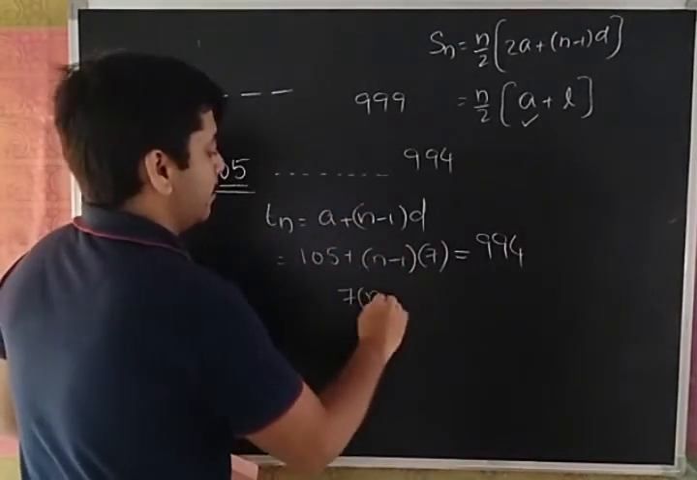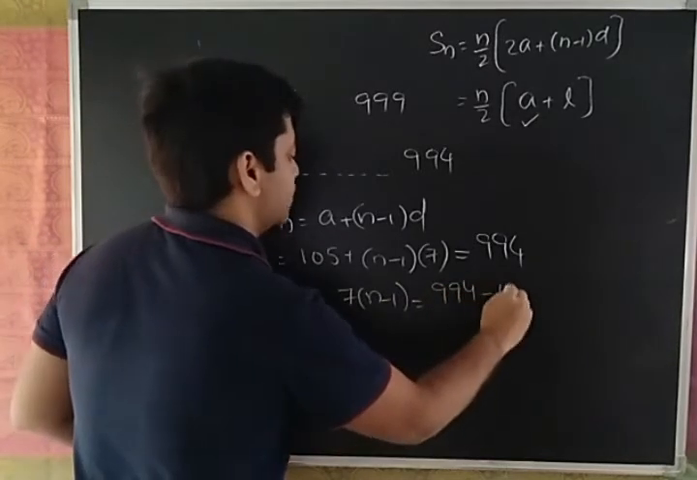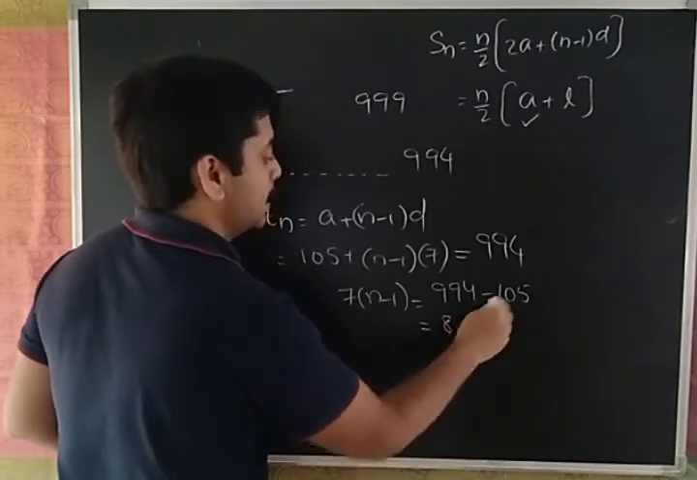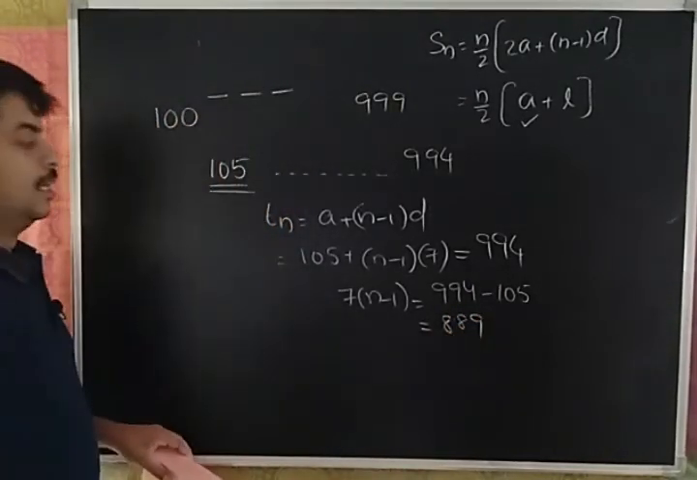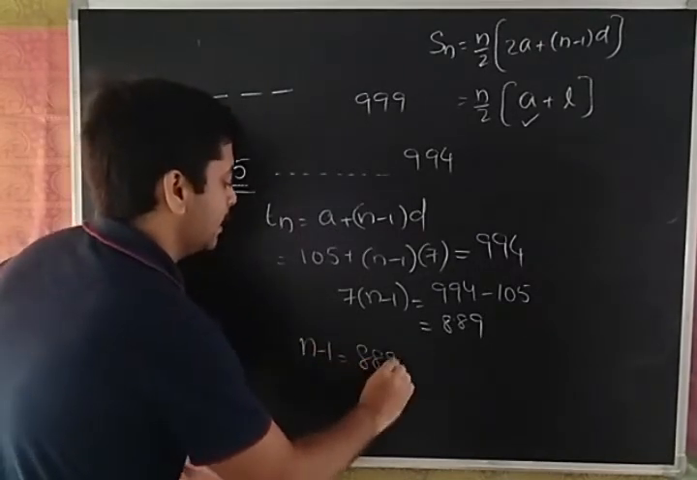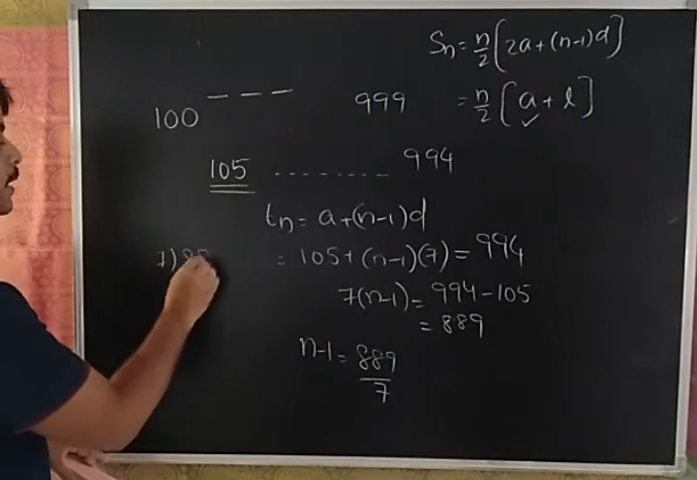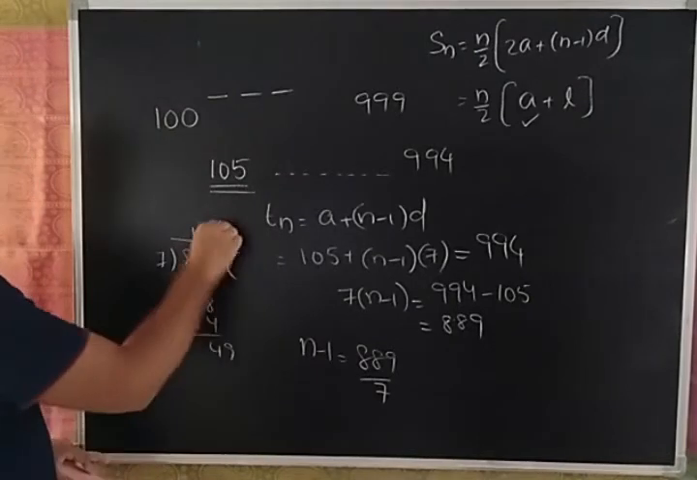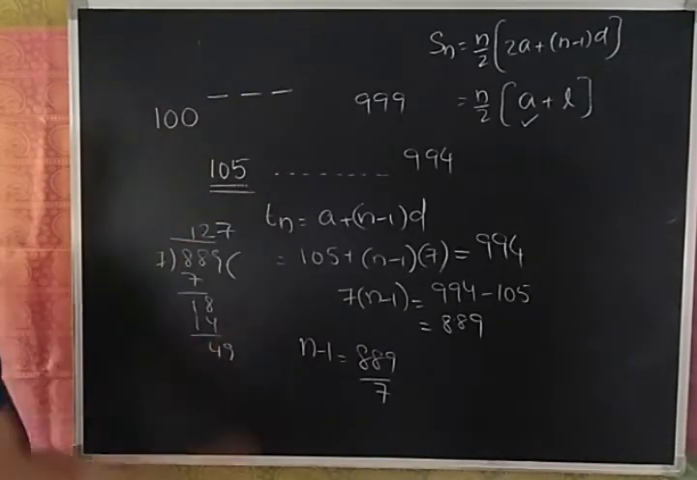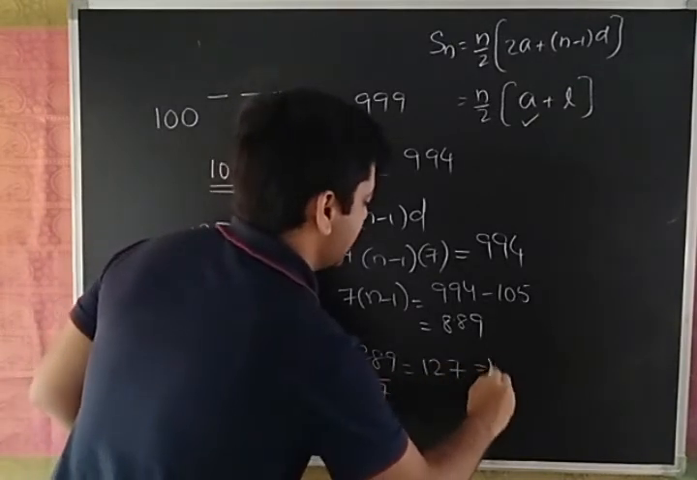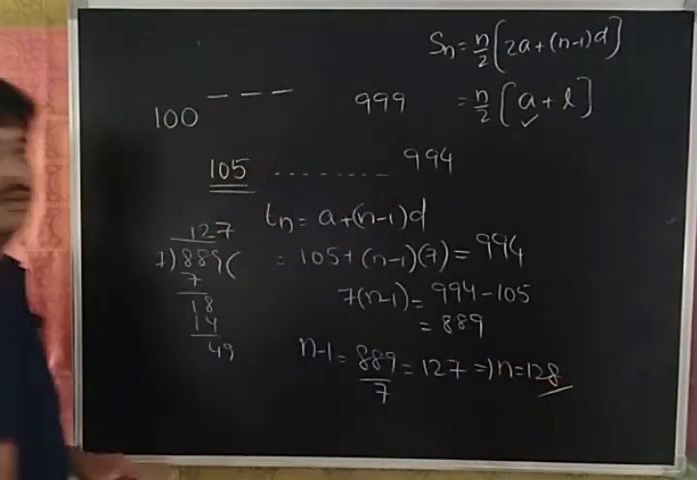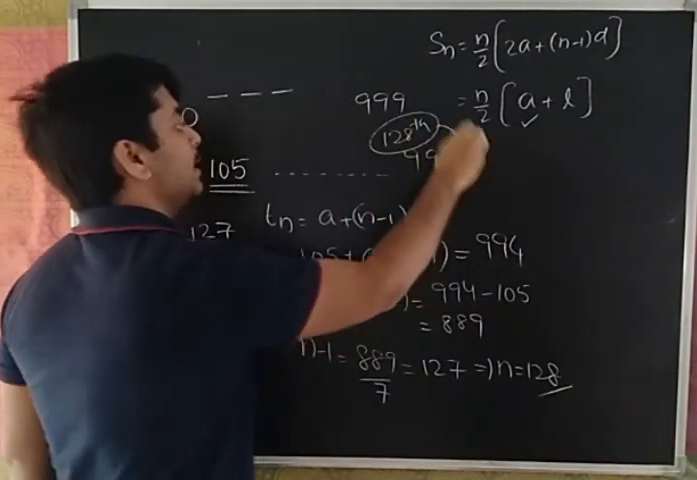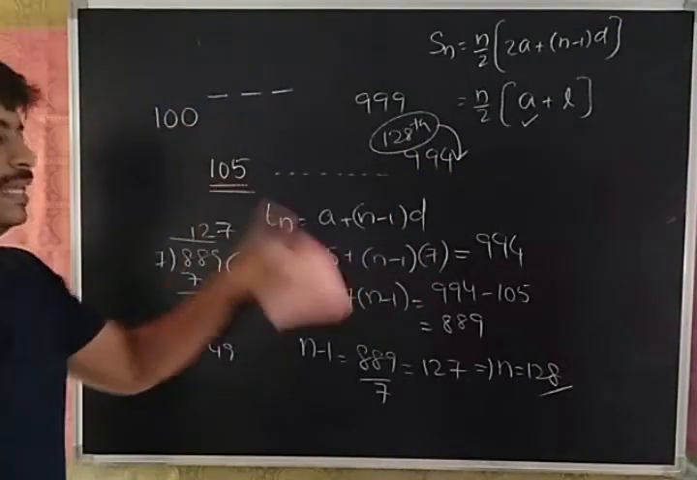So, 7 times n minus 1 is equal to 994 minus 105, which will give you 889. So, n minus 1 will be equal to 889 by 7. Let us find the value of that. 7 1s are 7, 1, 8, 7 2s are 14. You have 49, 7 7s are 49. So, it is equal to 127. So, you will get n is equal to 128. What is the meaning of n equal to 128? The 128th element in this sequence is 994.